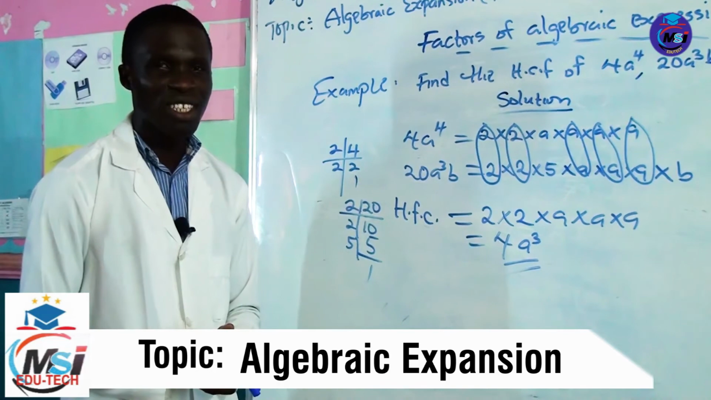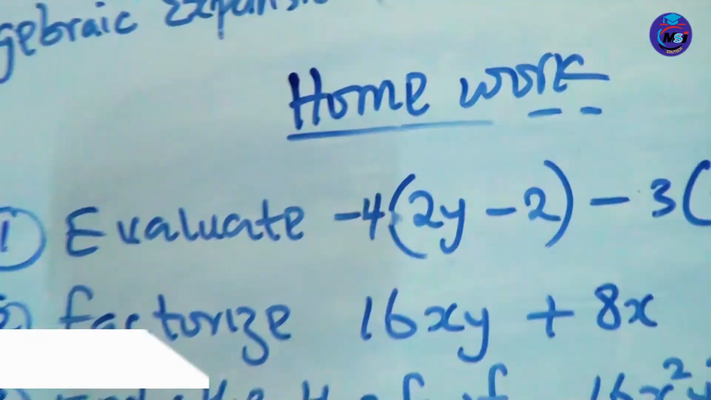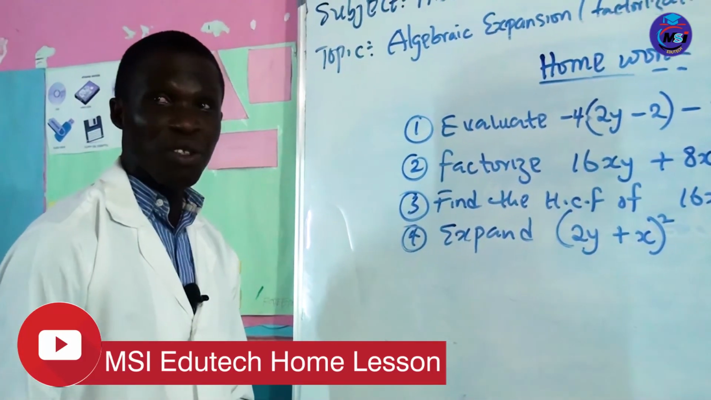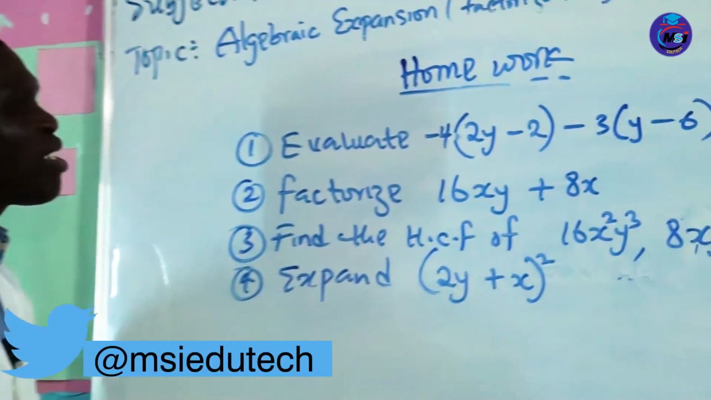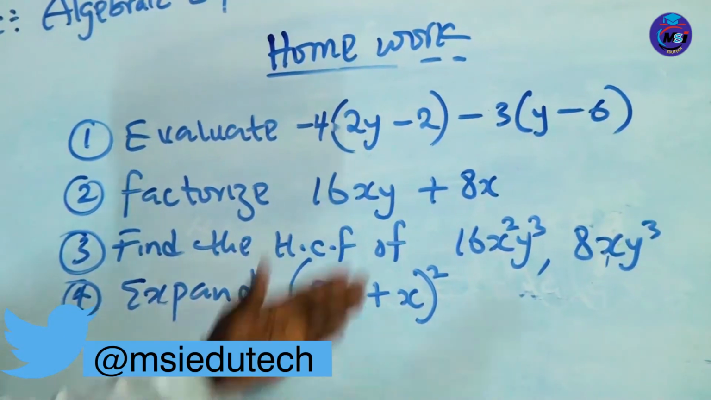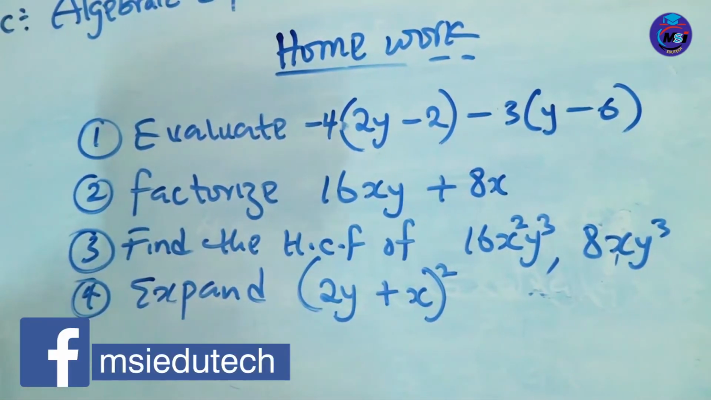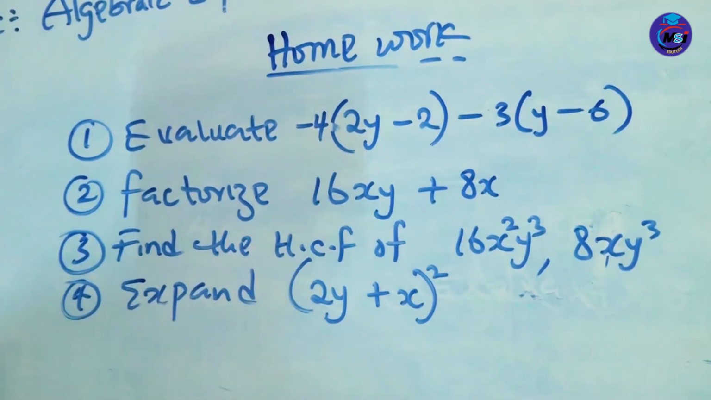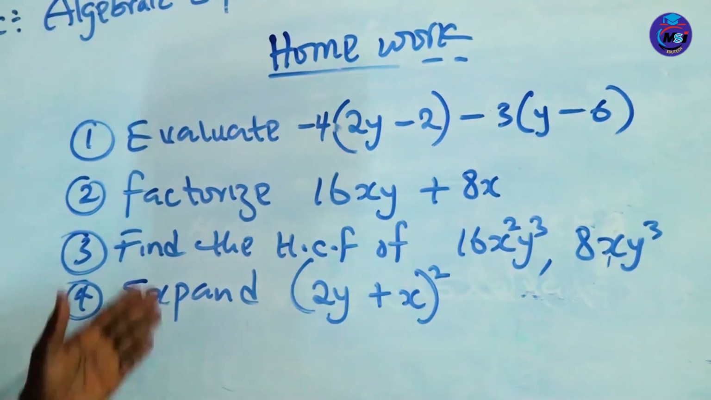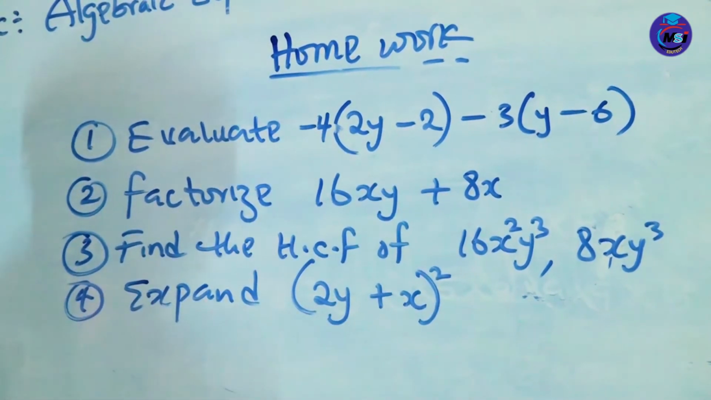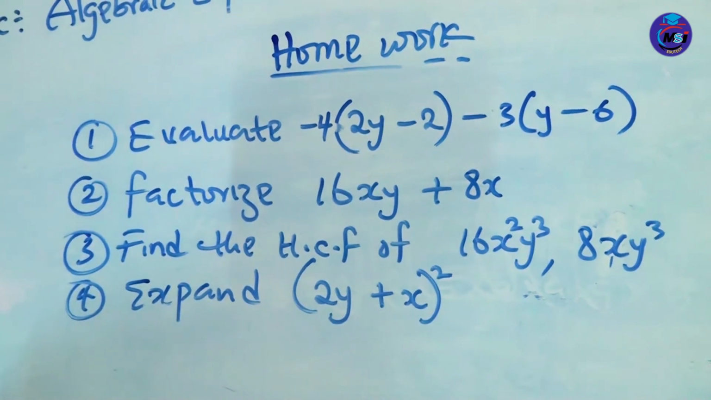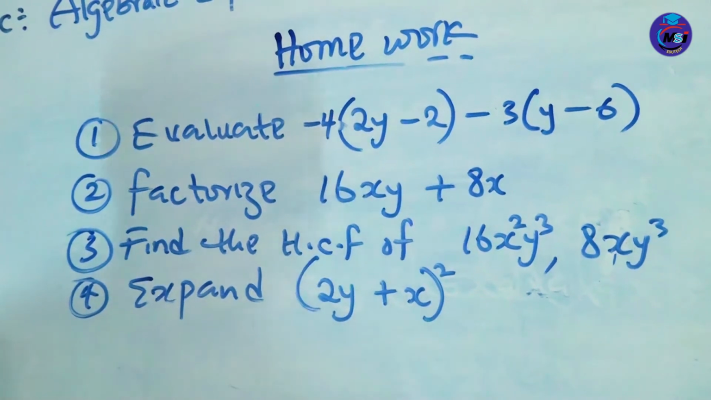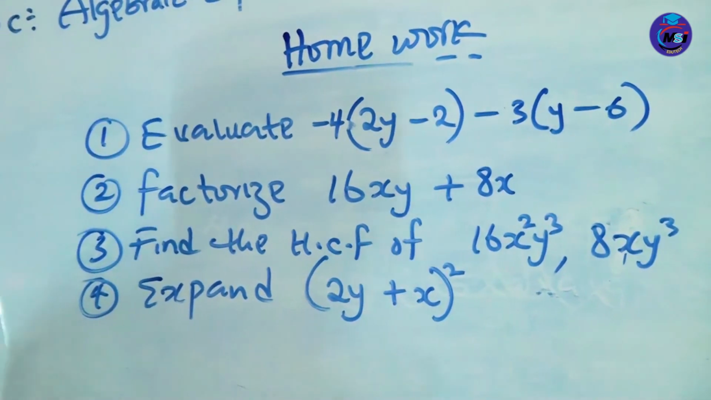So let me give you something to keep you busy. This is work for you to do for me, and we call it homework. Number 1, evaluate -4 bracket 2y minus 2, close the bracket, minus 3, open the bracket, y minus 6, close the bracket. Number 2, factorize 16xy plus 8x. Then number 3, find the HCF of 16x squared y cubed and 8xy cubed. Then number 4, expand, open the bracket, 2y plus x, close the bracket, square.